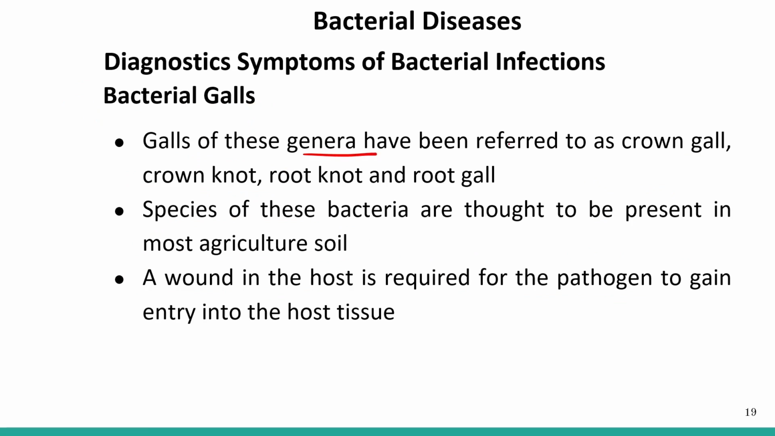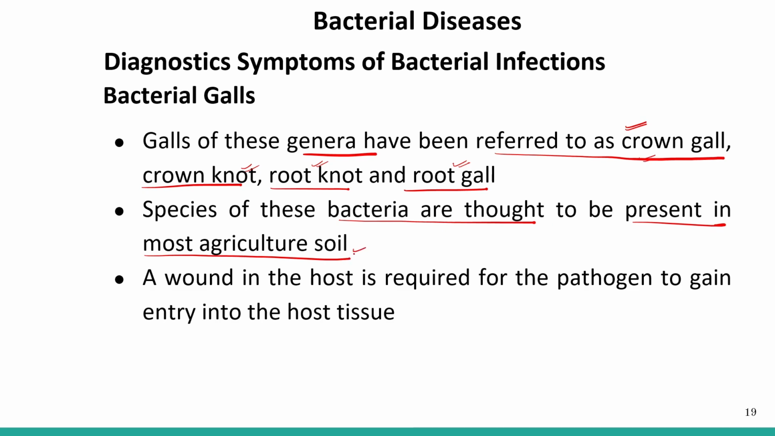Galls of these genera have been referred to as crown gall, crown knot, root knot, and root gall. So they are different types. Species of these bacteria are thought to be present in moist agriculture soil. So where are these bacteria present? They are present in the soil.